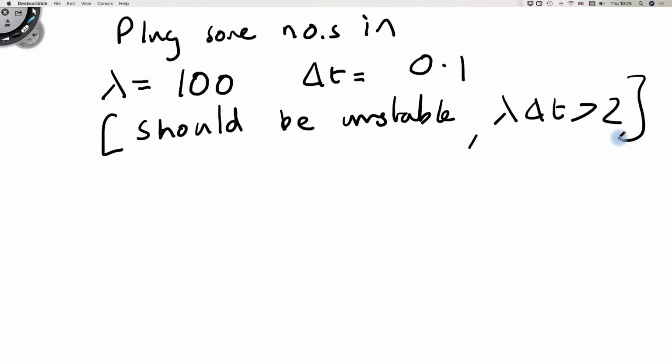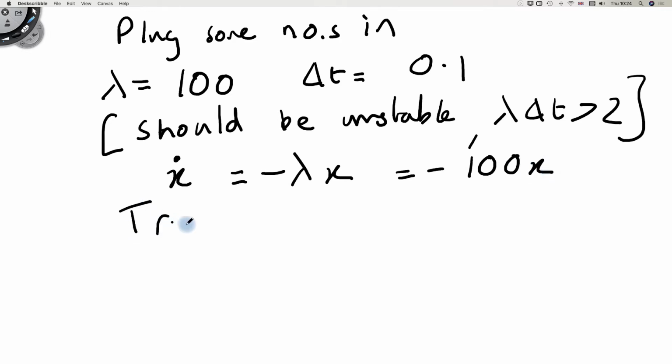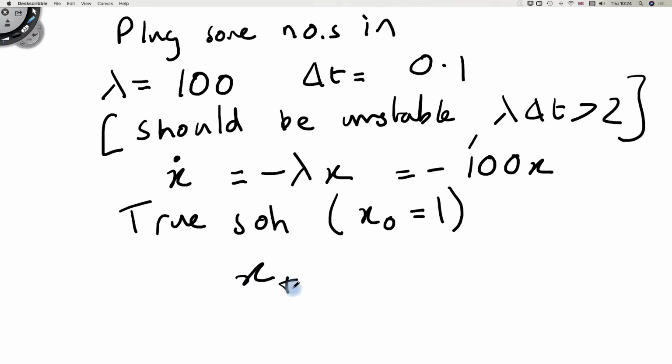But let's just naively plug the numbers in and see what happens. So we would have x dot, and we use that instead of dx by dt this time, equals minus lambda x, equals minus 100 x. So the true solution then, given that we're going to set x at the first value to 1 just for convenience, will be that x star is e to the minus 100 t. Okay, so that's the true solution. It's still exponentially decaying as before, but this time we just plug the number in.